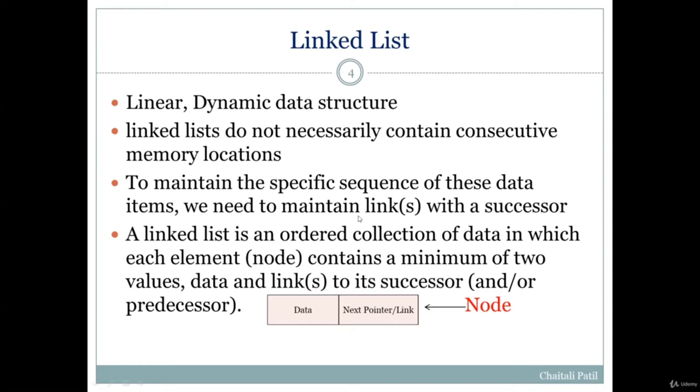A linked list is an ordered collection of data in which each element, that is node, contains a minimum of two fields: a data field and a link or next field, which points to its successor. The data field can be of any type, and the next field, or next pointer, stores the address of the next node. That's how it creates the linked list. The last node in the linked list stores the null address.